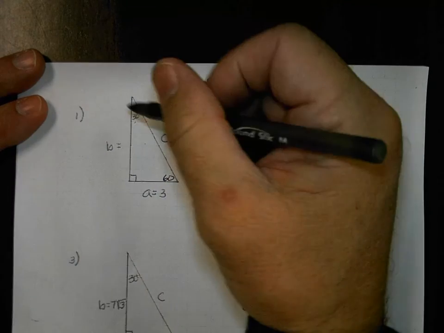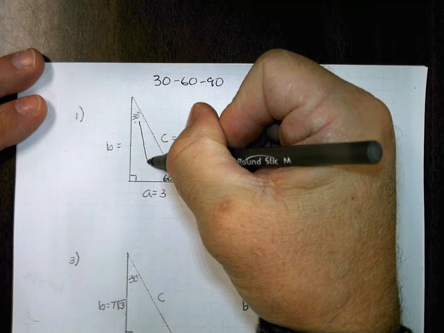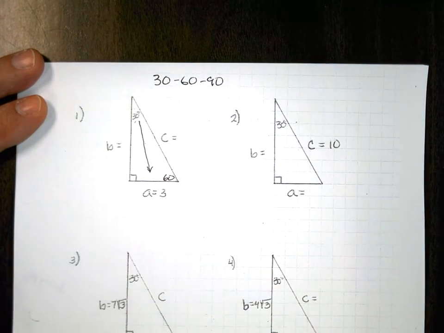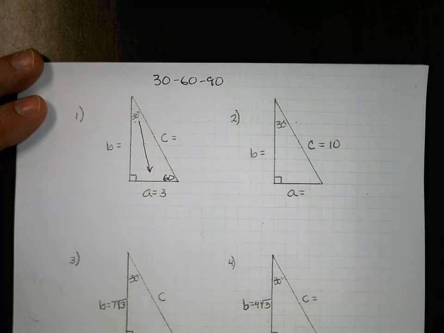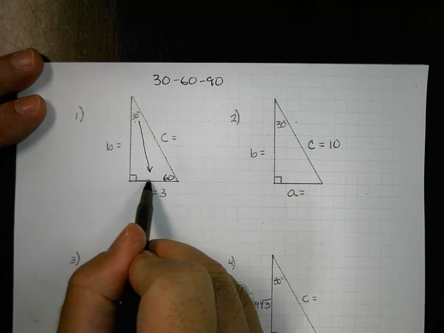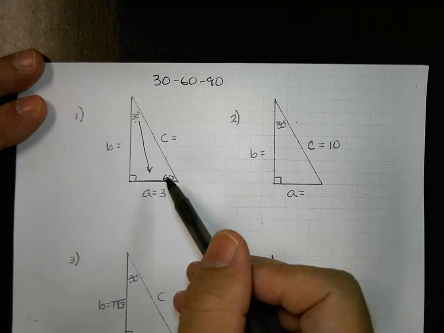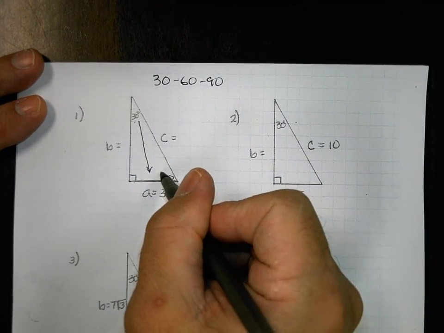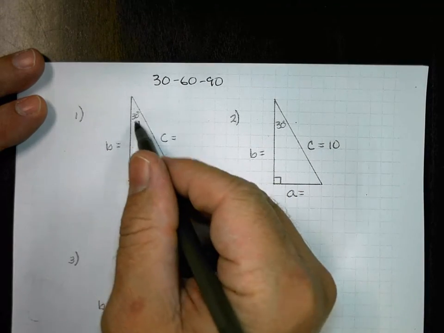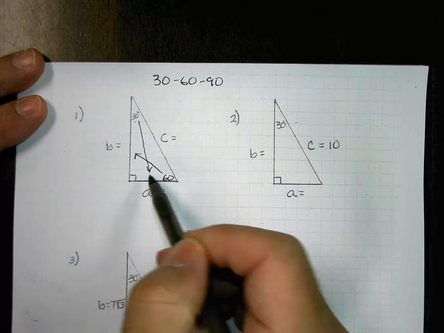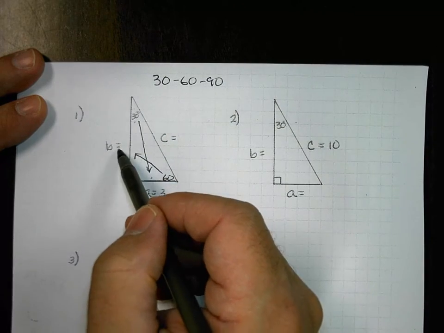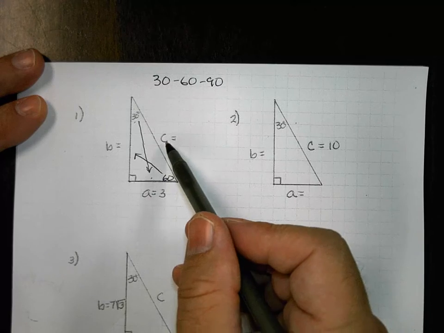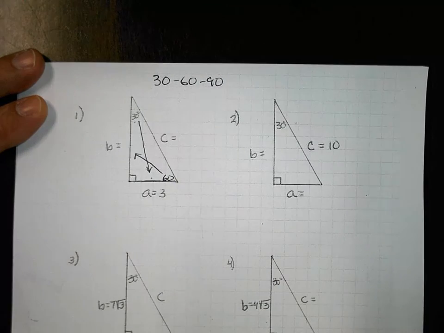You need to remember that the shortest side is always across from the 30-degree angle, and I always like to label the shortest side A, just my preference. And then we have the 60-degree angle, which is across from B, the larger leg. The shortest leg is always across from the 30-degree angle. The longer leg is always across from the 60-degree angle. And of course, the longest side is the hypotenuse C.